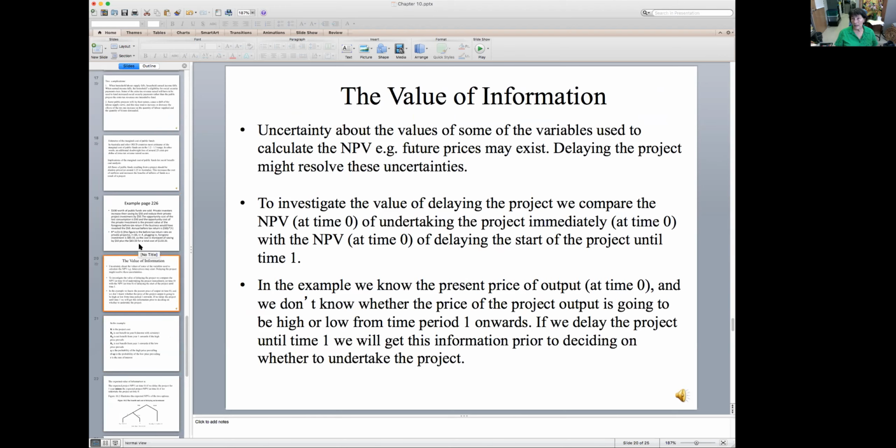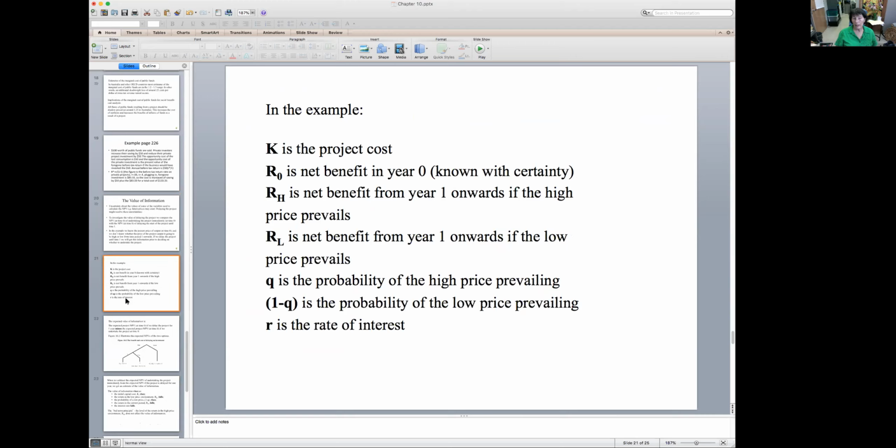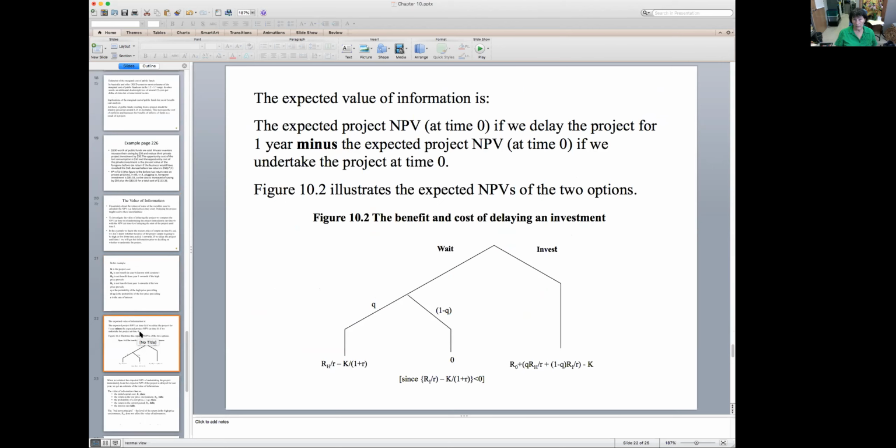And your book has a formula that you can just plug right in, but you need to know some things. You need to know all this stuff. The project cost, the net benefit now, right? The net benefit now. The net benefit 1 year from now if you get the high price, the net benefit 1 year from now if the low price happens, and then you'll have to know these probabilities. So it's just a straight plugging in for the information problem.